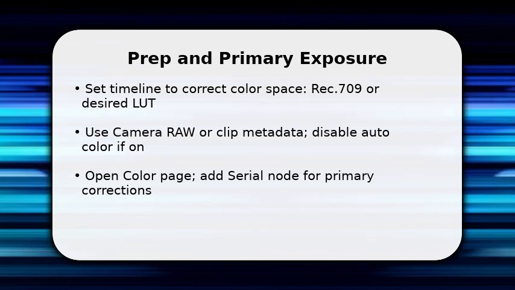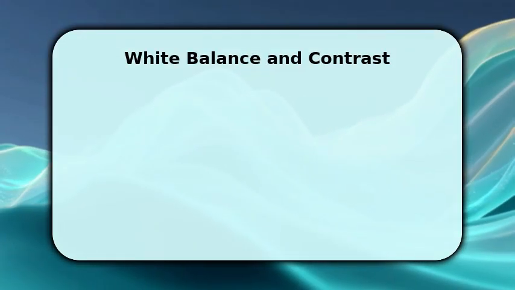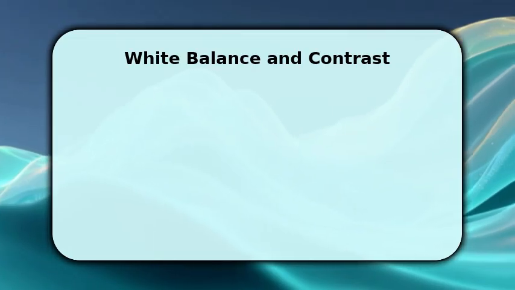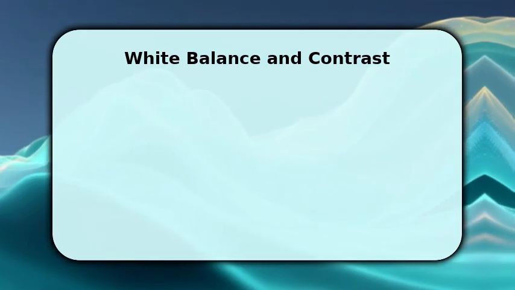Next, correct white balance to remove color casts so colors read true. You can use the eyedropper on neutral areas or adjust temp/tint. Watch the vector scope for target shifts.